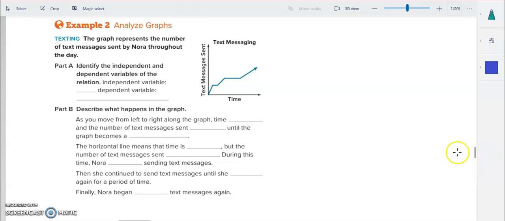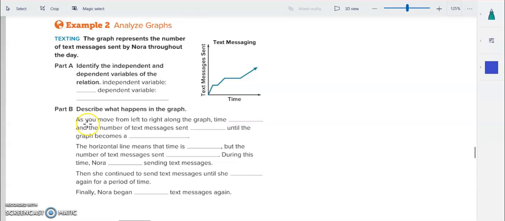So example 2 here at the bottom of page 137, or, well, halfway down. So analyzing graphs. The graph represents the number of text messages sent by Nora throughout the day. So we're being asked to do two different things here. Identify the independent and dependent variables of the relation. For our purposes, the independent variable is always the one on the horizontal x-axis. In this instance, time is the independent variable. And the dependent variable is texts sent, text messages sent.